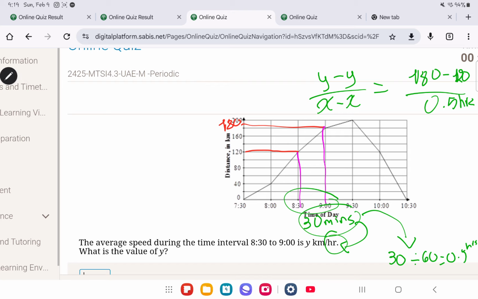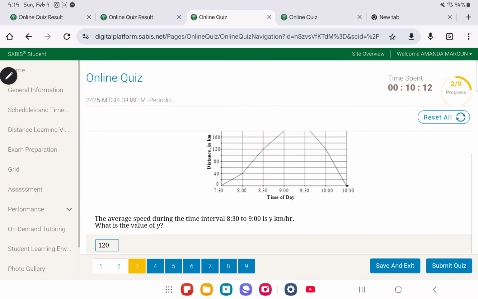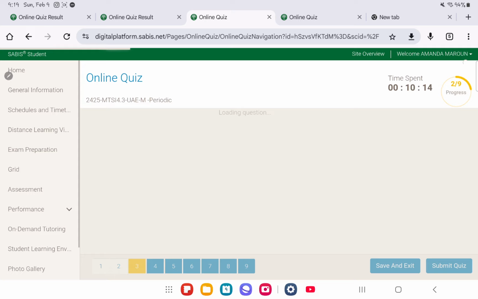If you put it on the calculator, you are going to get an answer of 120. So the average speed of the time interval from this to this is 120 kilometers per hour. We move on to the next question, which is question number 4.